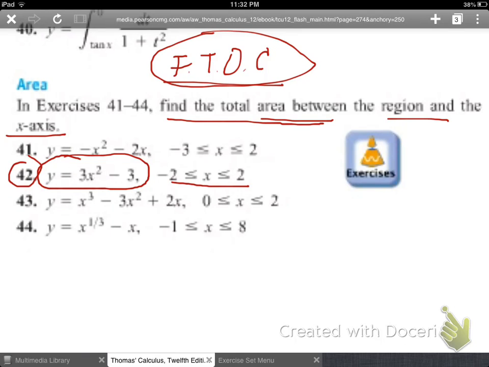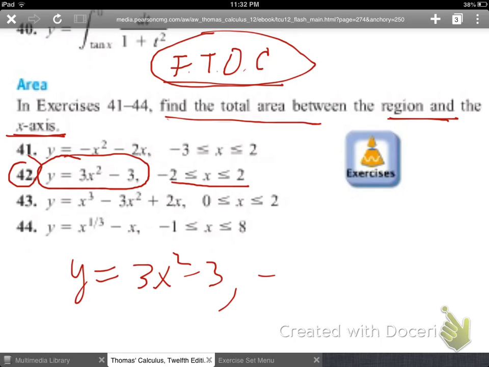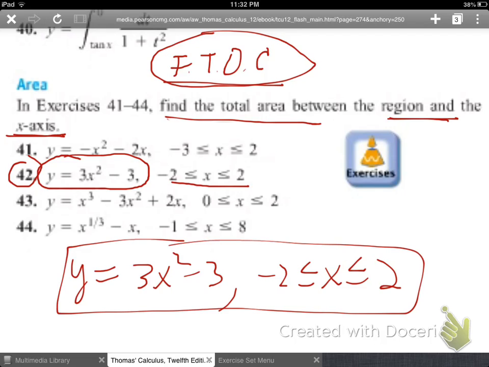Okay, welcome back. So on your guided notes sheet, this was the last problem that I had selected to do with you in the guided notes, which is number 42. I'll read the directions. It says find the total area between the region and the x-axis. And our function is y equals, I'm just rewriting it, 3x squared minus 3. And the bounds are negative 2 is less than or equal to x, which is less than or equal to 2. So again, that's our function, and we want to find the total area between the region and the x-axis.